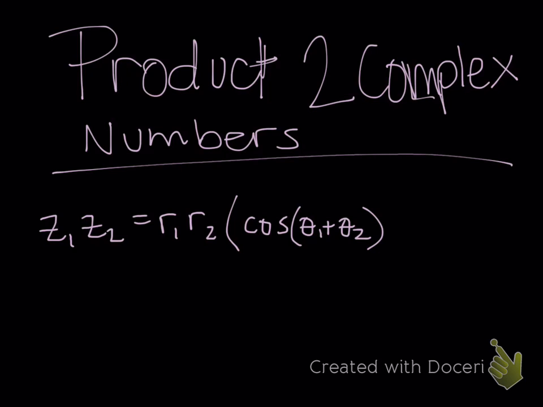and then again plus I sine. Let's see if I can fit this all in here. I sine of theta 1 plus theta 2. So essentially you just multiply your radii together and you add your angles together.